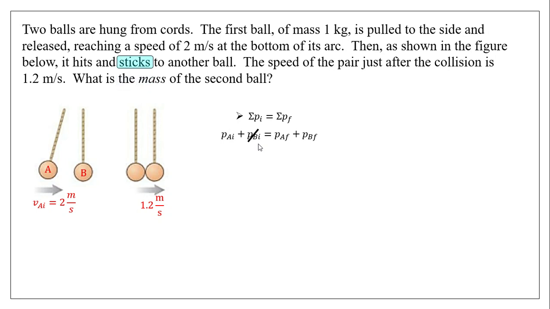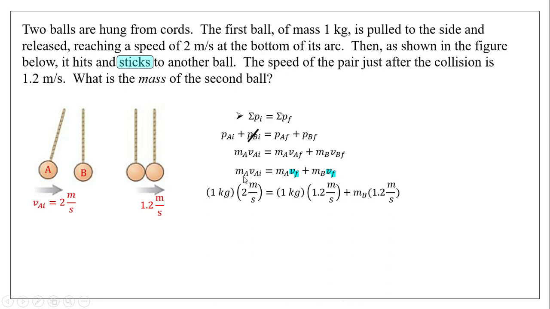Here I'm going to expand everything. Because it says the balls stick together, it dictates our statement on the right side of the equal sign. I'll break up PAI into MA VAI, and on the right side I'll have MA VAF plus MB VBF. However, because they stick together, VAF and VBF have to be the same, since they move off with one speed. So I'll get rid of the subscripts and call it VF. In this problem, I won't combine or factor out VF because you're asked to find the mass MB, which is just in this term. It's entirely up to you, but I'm going to keep my work the way it is.